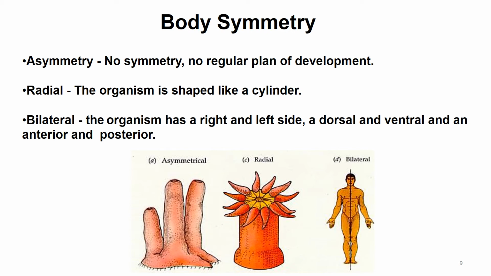Bilateral organisms is what we are. The organism has a right side and a left side, a dorsal and a ventral, and an anterior and a posterior. So there's only one way to slice them and get an equal right and left half.